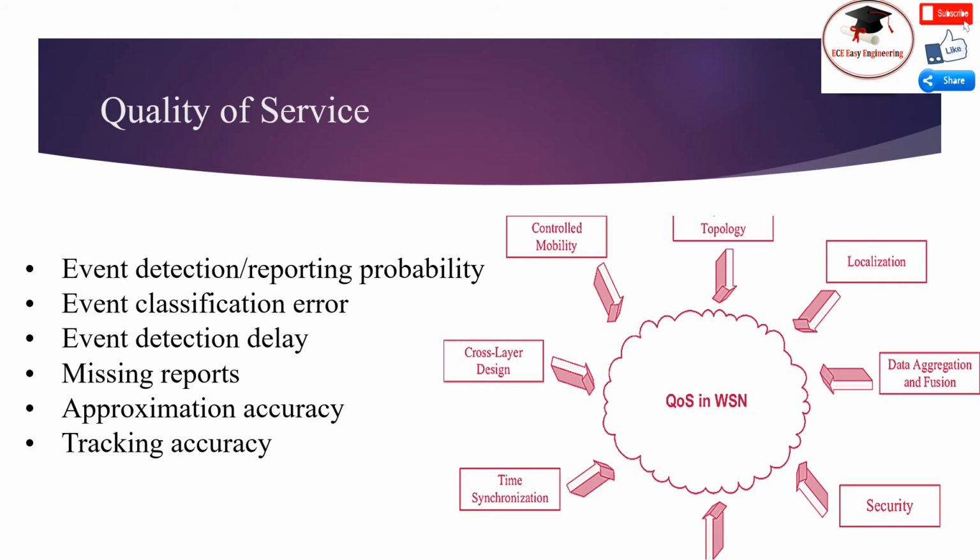Tracking accuracy. A tracking application must not miss an object that is to be tracked. The reported position should be as close to the real position as possible, and the error should be small. So these are the quality of service aspects.